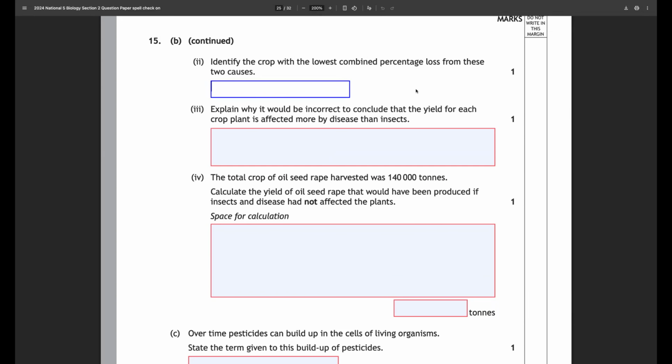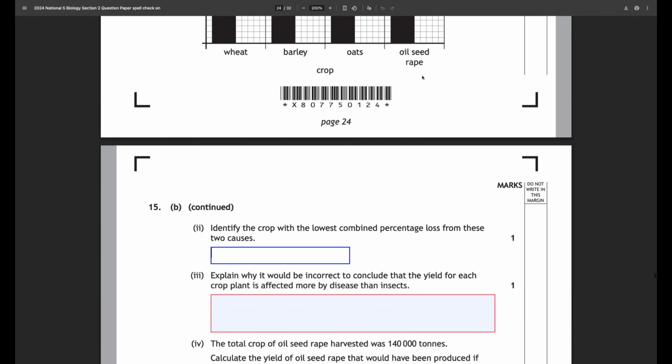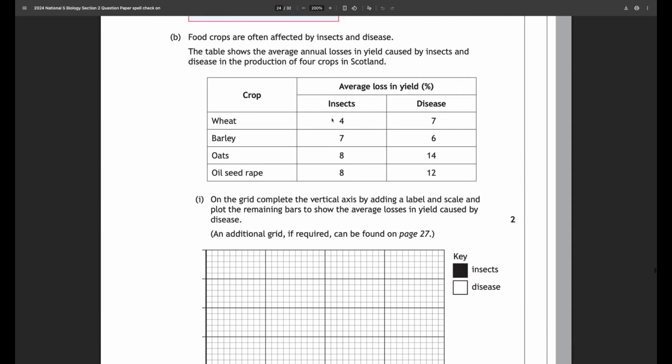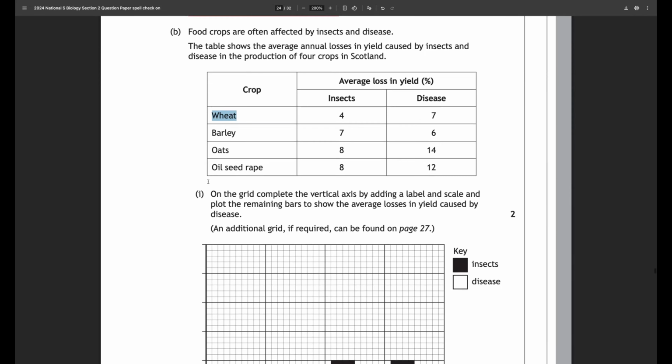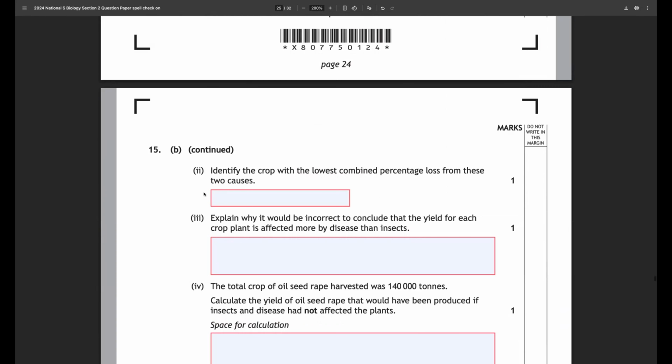Okay, question 5B, part 2. Identify the crop with the lowest combined percentage loss from these 2 causes. So which crop has the lowest combined loss? So we've got wheat with 4 and 7, that's 11. We've got barley with 7 and 6, that's 13. We've got oats with 8 and 14, that's going to be 22. And we've got the oilseed rape with 8 and 12, that's going to be 20. So the lowest combined there is going to be the wheat, okay? So our answer for this one is going to be wheat. Okay, so let's scroll down and get wheat in there.